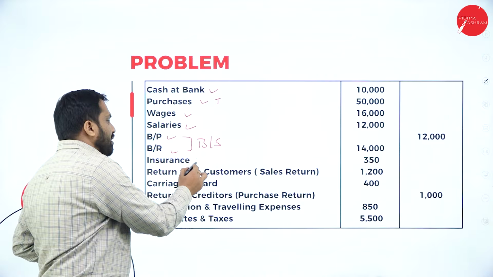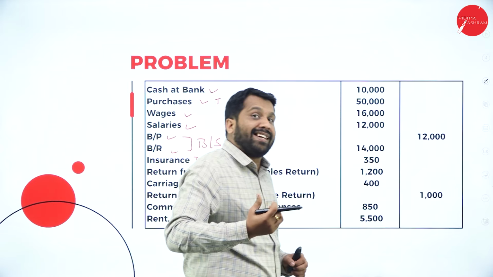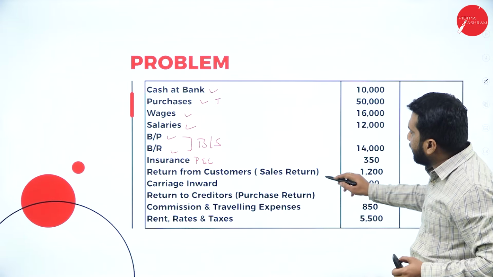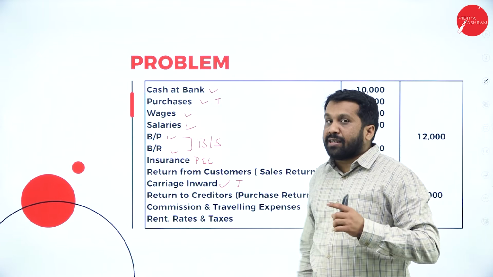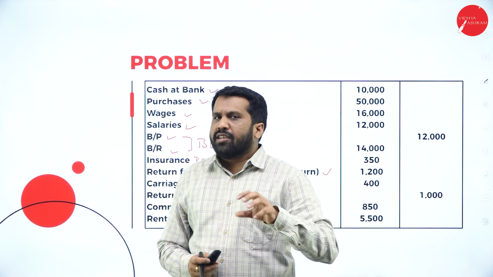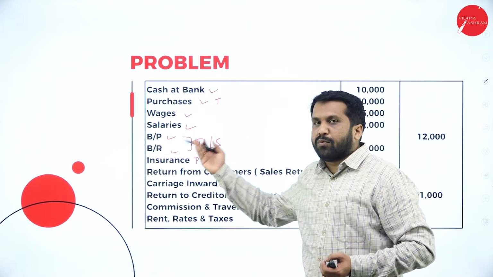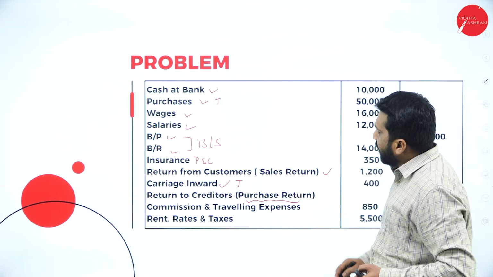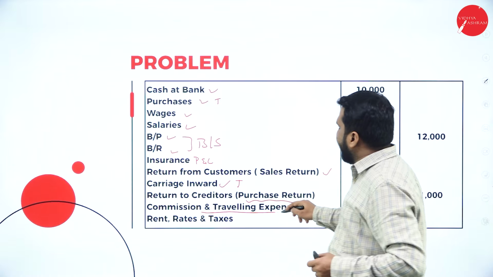Next, insurance. It is under P&L. Return from customer is nothing but sales return. Wherever you write sales, from sales you are supposed to minus sales return. Carriage inward is your trading account, direct expenses. In the trading account it will come on the debit side. If you do 2-3 problems, you will be familiar with which comes under which account. Now, return to creditors is purchase return. You have to minus it from what? Purchases. Very good. Commission and traveling expenses.